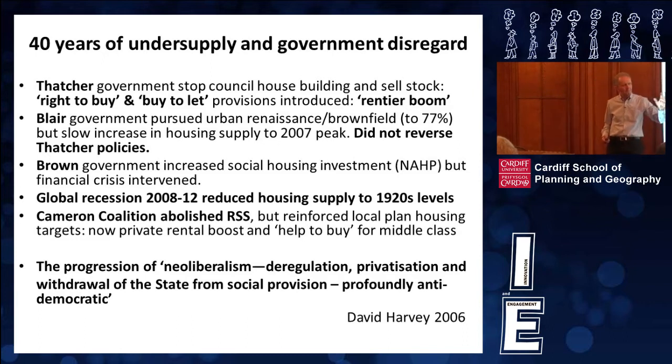The Blair government, when it came in, didn't repeal or reverse those Thatcher policies, and that was its big mistake, I think. What it did do was to pursue an urban renaissance, and that brought the brownfield element up to 77% of all housing built on brownfields, which is a very positive step forward. But they didn't really resolve the housing supply issue either, so housing supply lacked. When Gordon Brown came into government, he decided to tackle social housing investment, and he did increase it. But, of course, the financial crisis intervened. And then the global recession, where we've seen very little happening, and then the Cameron coalition, which really has abolished the regional spatial strategies, the kind of national view of the need for housing.